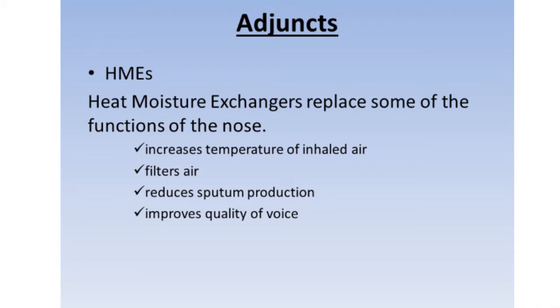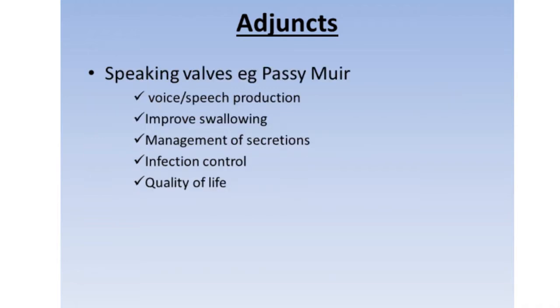So adjuncts then, we have our heat moisture exchangers, which replace some of the functions of the nose, increase temperature of inhaled air, filter the air, reduce sputum production and improve quality of voice. So we have our Passy-Muir valve, which allows for voice speech production, improves swallowing, management of secretions, infection control and improved quality of life.